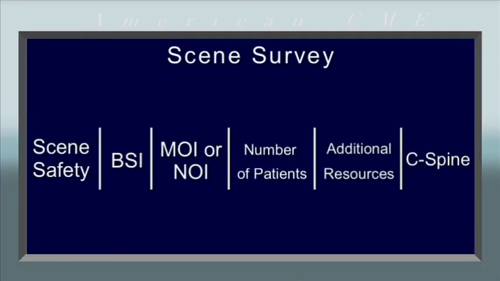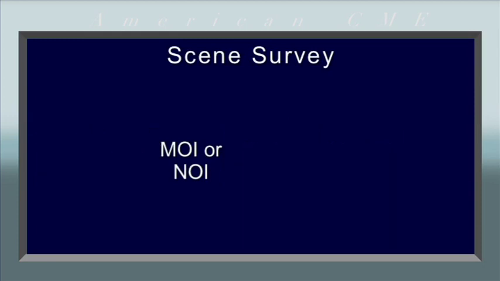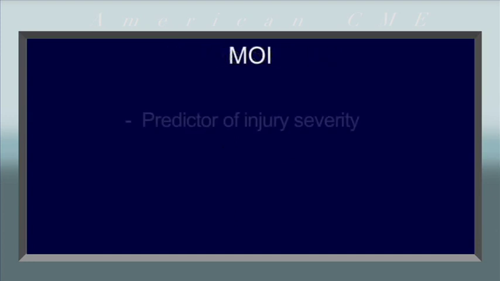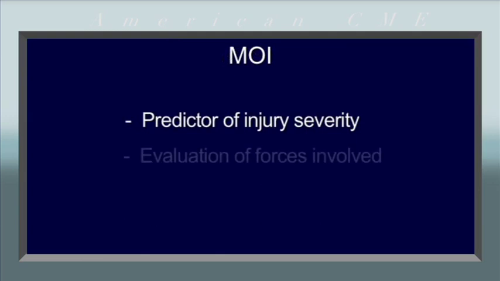After we have put on our necessary BSI, we can move on to the reason the patient is in distress. During a trauma, our next step is to evaluate the mechanism of injury, or MOI. Evaluation of the MOI helps us predict injury severity and identify patient priority by evaluating the severity of the forces involved in the event and how they were applied to the body.